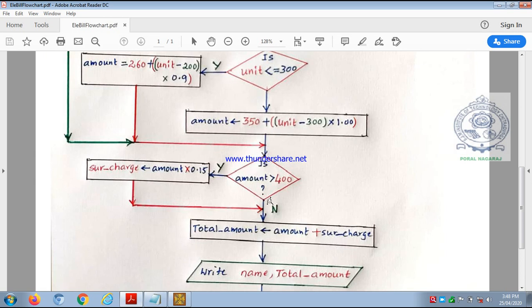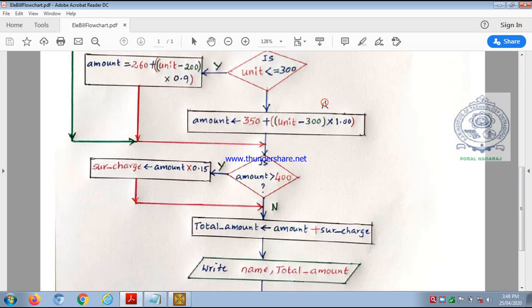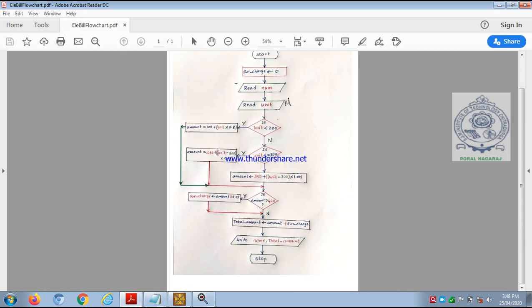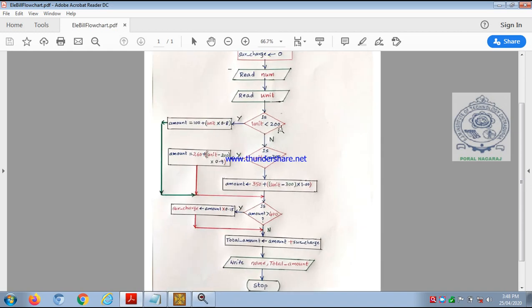Once you compute the amount, what you have to do? Is amount greater than 400? Okay, so suppose unit is 400. So unit is 400 means what happens? Let us say read number, read name, read unit. Unit is 400. So is unit less than 200? No. Is unit less than or equal to 300? No. So amount is assigned a value 350 plus unit minus 300 into 1.0.